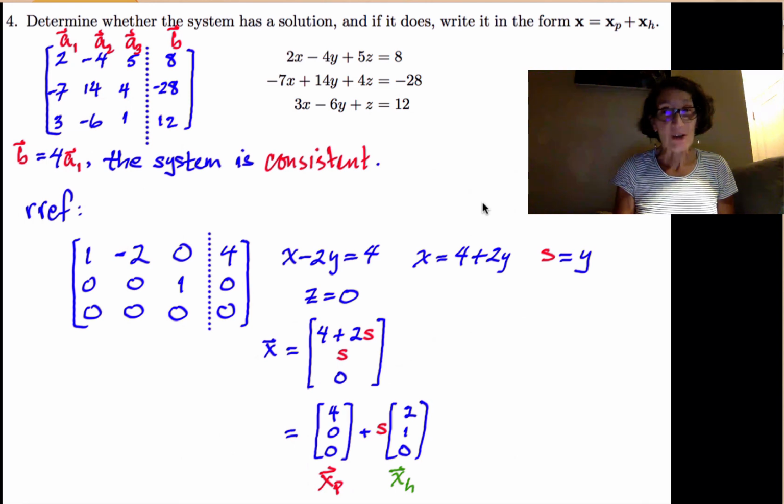All right, so here we've found that the system is consistent by showing that b is in the span of the columns of A. And then we found all the solutions and decomposed them into a sum of a particular solution and a scalar multiple of a solution to the homogeneous system.